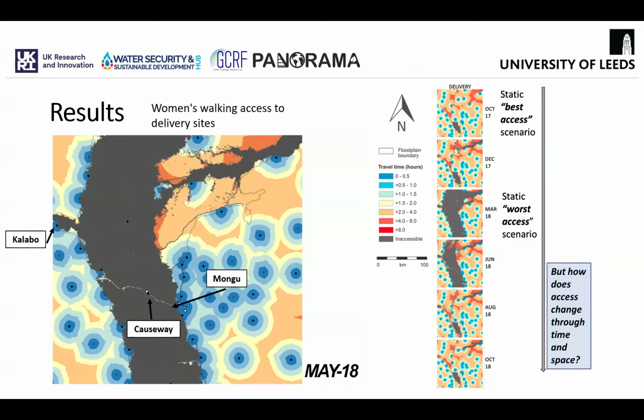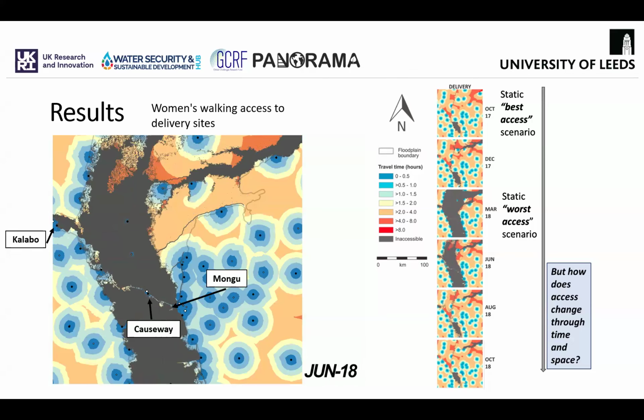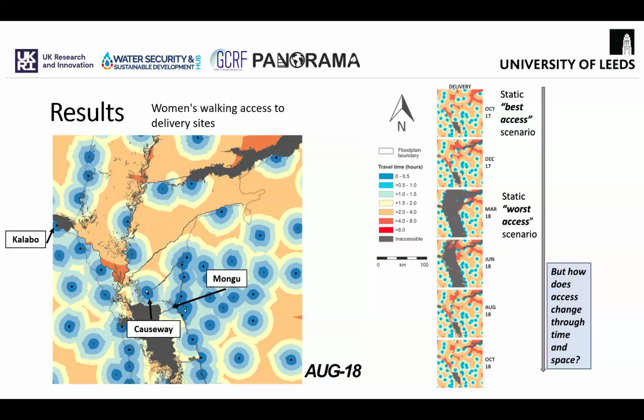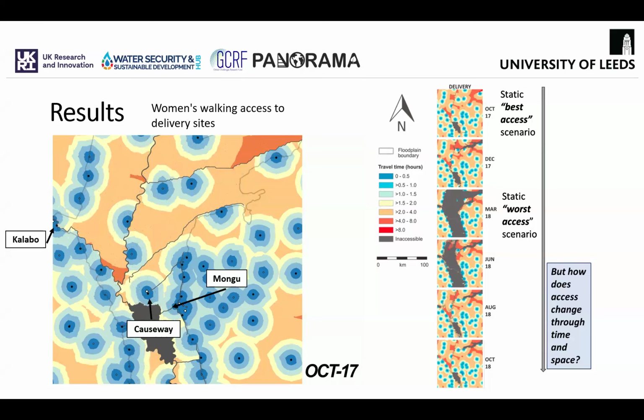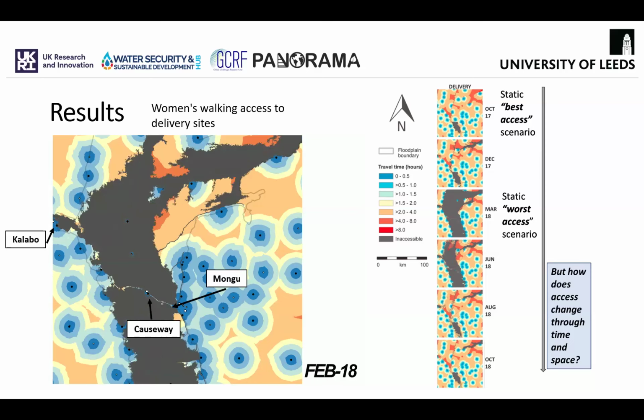And that was because there's only one hospital located in Calabo, and they have a pinch point, essentially one transport route that when the floods inundate it, they're cut off for the majority of the time. And because of this approach, we could then flag that to health officials so that they can address this problem.